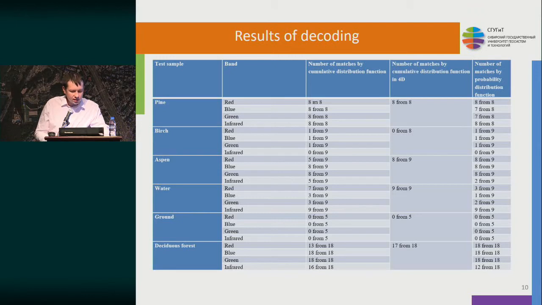classifications. So the object was to figure out which function is the best for particular decoding. These are results of decoding. It shows how many reference samples were selected and the number of detected ones.